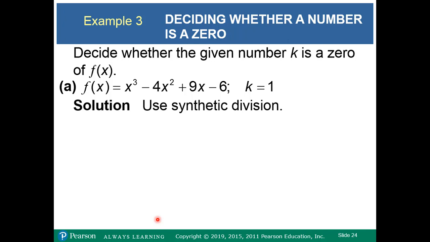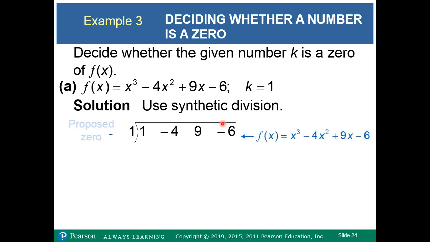Now, decide whether the given number k is a zero of f of x. Well, very simple. We're going to use synthetic division, and we're going to divide by positive 1, and we're going to use the coefficients here, and we're going to just see if the remainder is 0 or not. That's really the deciding factor.